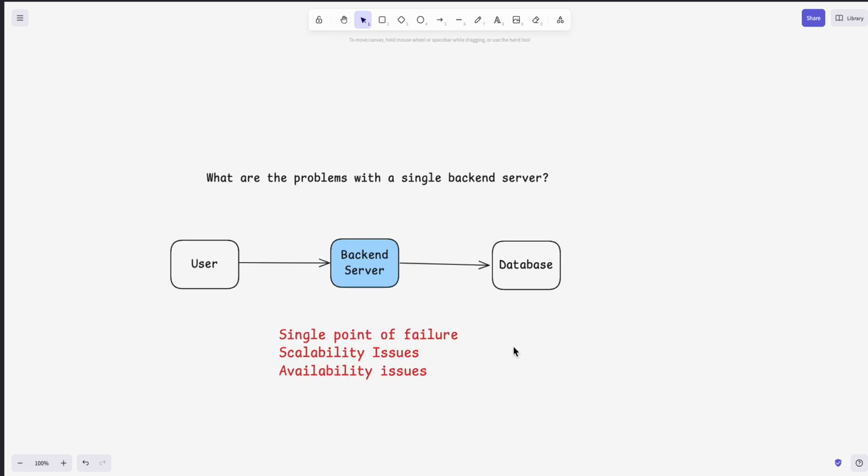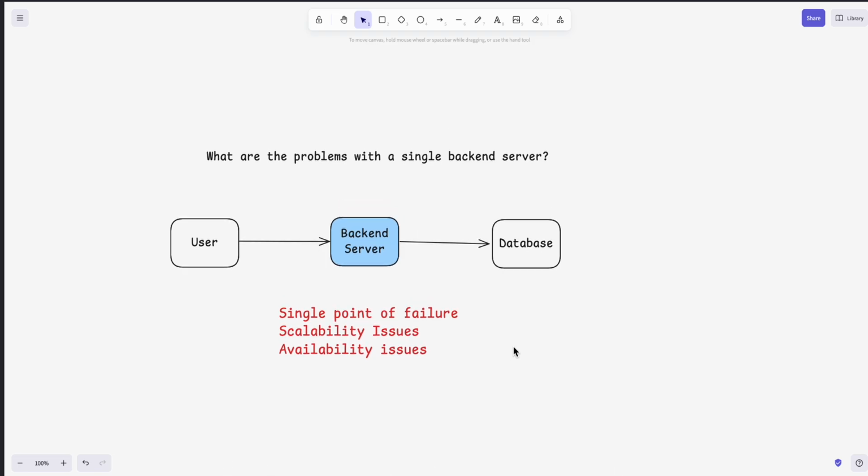Now let's describe the problem with a single backend server. If you go with a single backend server to run your application, you may run into problems over time because your application might go viral and it may not serve the growing user base, which is the scalability issue. As more people start using your application, a single backend server cannot serve very high traffic. That's one of the biggest problems a single backend server can face.